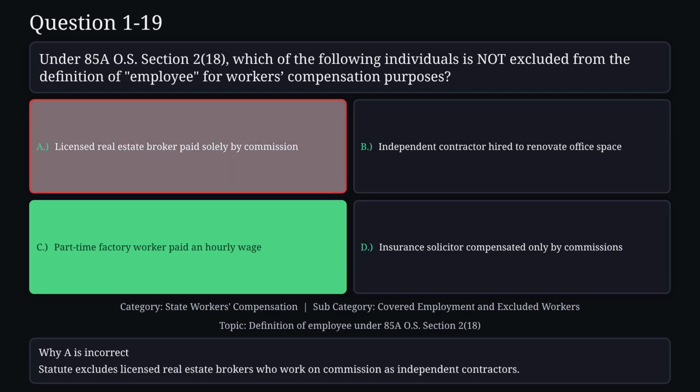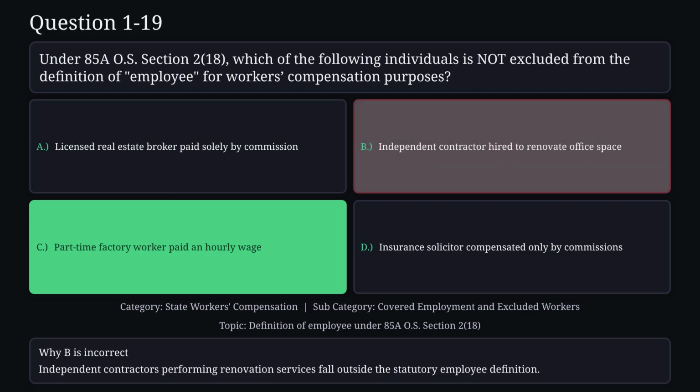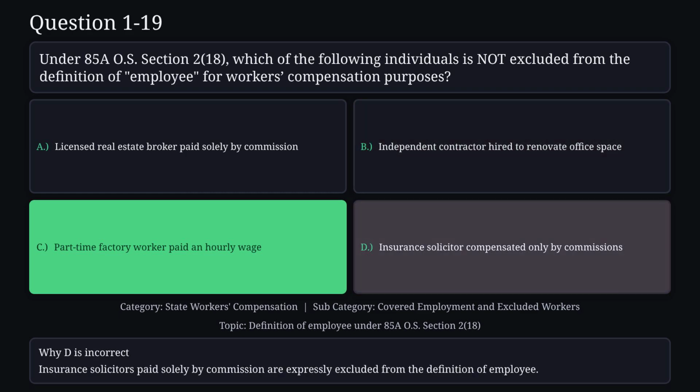Reason A is not correct. Statute excludes licensed real estate brokers who work on commission as independent contractors. Reason B is not correct. Independent contractors performing renovation services fall outside the statutory employee definition. Reason D is not correct. Insurance solicitors paid solely by commission are expressly excluded from the definition of employee.